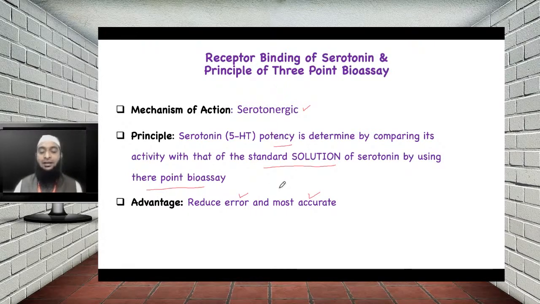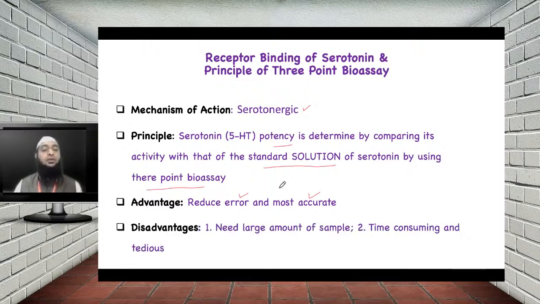Although it has the advantage that it reduces error and is the most accurate method, at the same time it has the disadvantage that it needs a large amount of sample. Why does it need a large amount of sample? Especially in the case of the test solution, because in this experiment you need to take the DRC of the test along with the DRC of the standard. So you have to take the DRC of the test as well as the standard. Whereas in the earlier experiments, that is interpolation bioassay or matching bioassay that we have studied, we have not taken the DRC of the test. But in this experiment, you will be taking the DRC of the test as well as the standard.